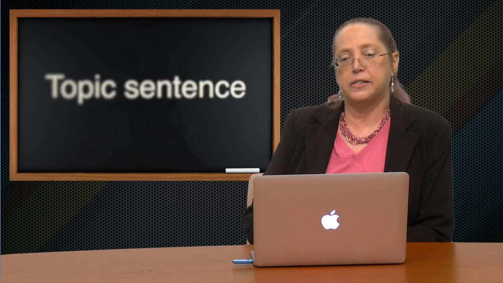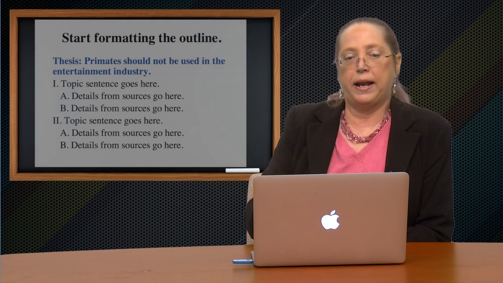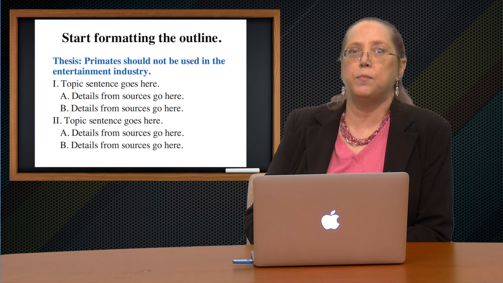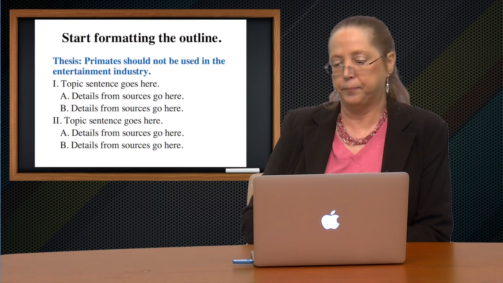In this slide, this is an example of how you would actually write out your formal outline, starting with the thesis at the top. Primates should not be used in the entertainment industry. And then you have Roman number 1, 2, 3, and so on to indicate each topic sentence. So you would place your topic sentences there, and then under A, B, C, and so on, you would include details from sources. That's where your sources belong. This is especially important if you're doing a research paper.